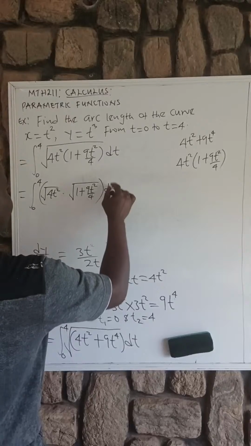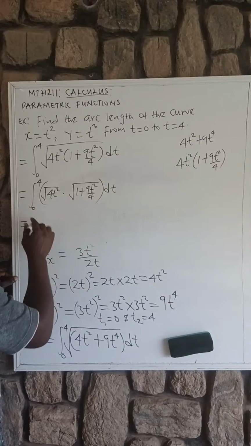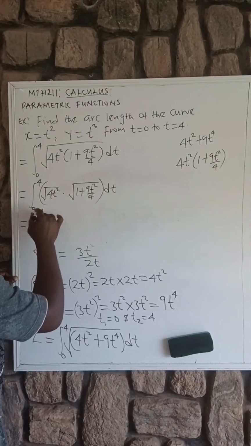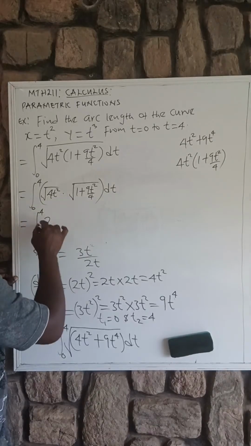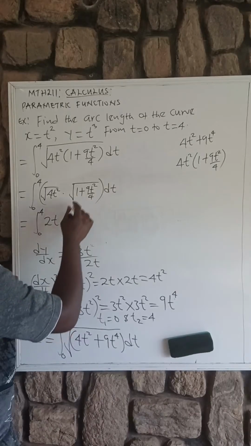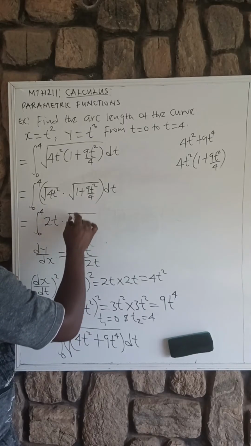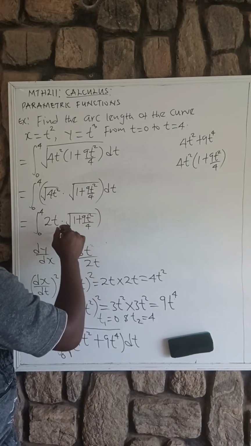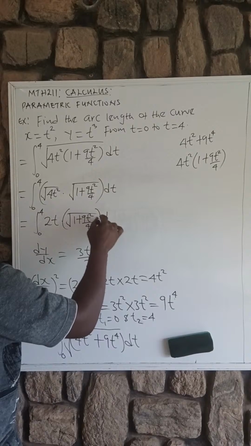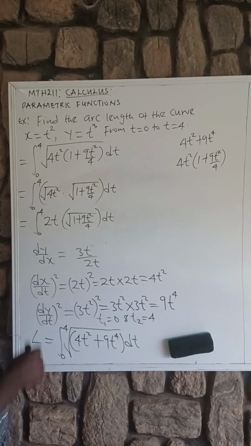All in brackets dt. Then this is going to give us the integral from 0 to 4. When we take the square root of this, we are going to have 2t, then times the square root of 1 plus 9t squared all over 4, then all in bracket dt. True or false? It's true. So far so good.